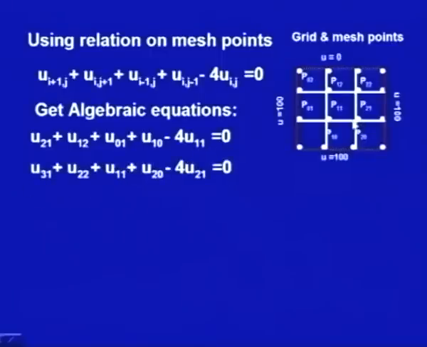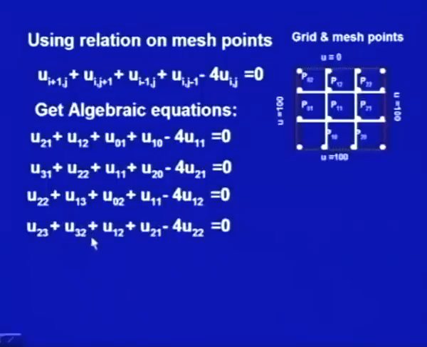The second one at p21 we get u31 plus u22 plus u11 plus u20 minus 4 u21 is equal to 0. Then at p12 we get u22 plus u13 plus u02 plus u11 minus 4 u12, and then at p22 we would get u23 plus u32 plus u12 plus u21 minus 4 u22 is equal to 0. Now, we are using the boundary points u01, u10, u02, u23, u13 and so on. Because we know the values at those boundary points, let us rewrite these equations.